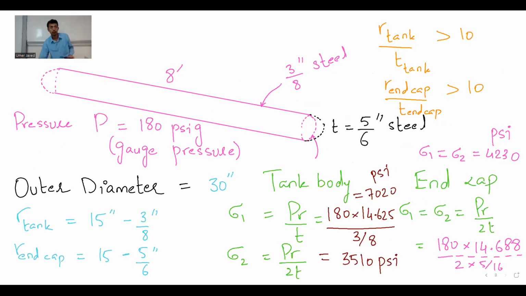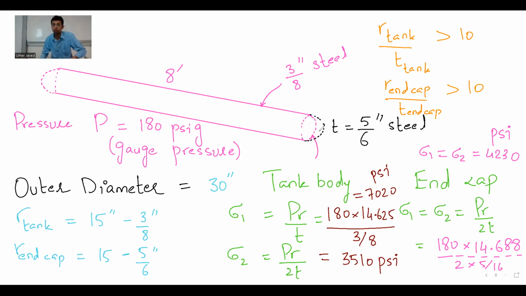In the end cap equation, we use P, which is gauge pressure. And we use R, which R do we use? We have two Rs. We have R for the thin cylindrical pressure vessel, and we have R for the thin spherical pressure vessel, which is the end cap. We use the inner radius because the thickness of both of them is different. They are made up of different thicknesses of steel. But at the end of the day, the outer diameter will be the same, right? Because if you have a complete cylindrical tank, the outer diameter for the cylindrical portion and for the spherical portion is the same.